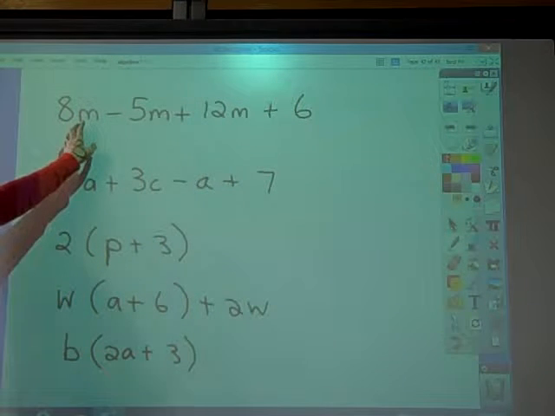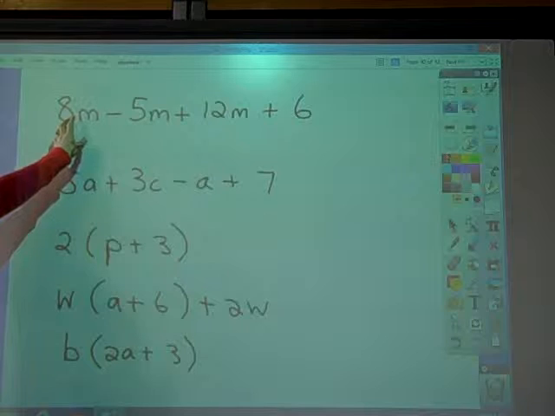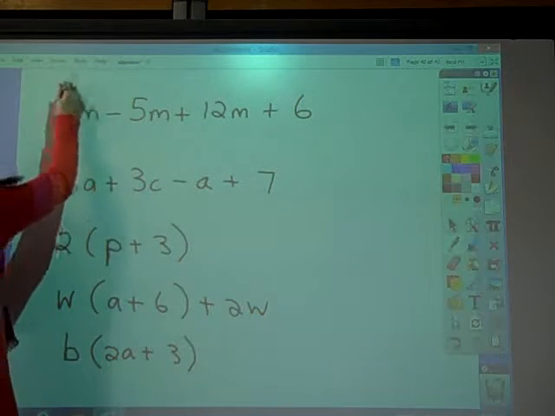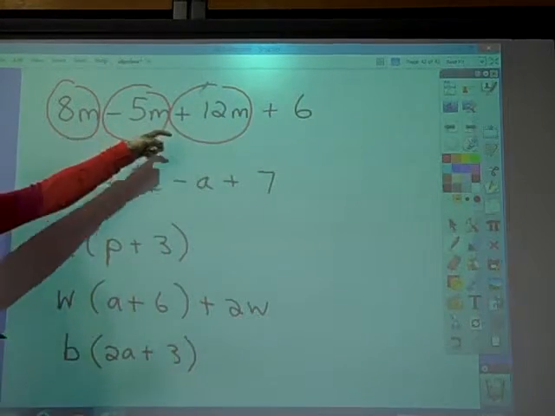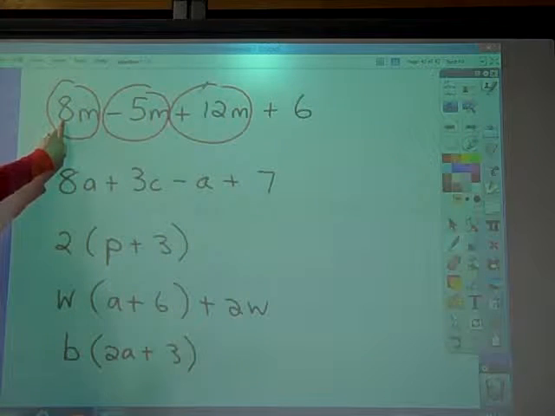First question. The first thing you need to do, Caitlin, is collect your like terms. What are like terms? They have to have the same letter. So I look at that, that, and that, and I say, yes, they all have an M. That 6 I did not include because it doesn't have an M.